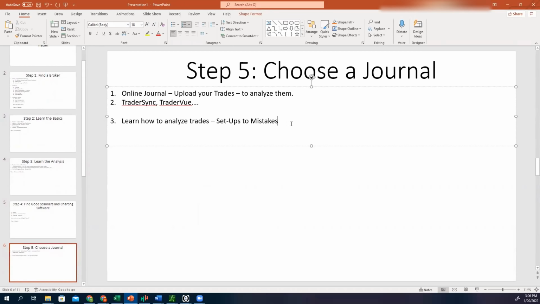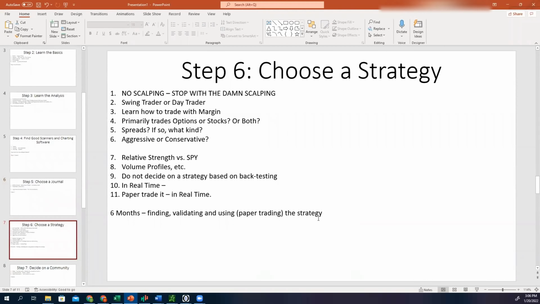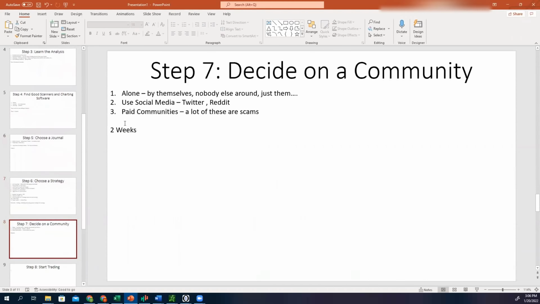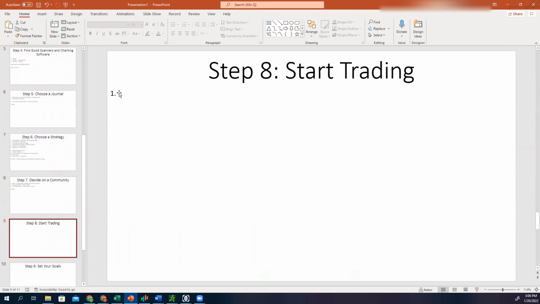Choosing a journal, sorry to put this in here, but that should be like 1 week. Shouldn't take very long. It's another 6 months. This is 2 weeks. You're at about 2 years. That's what it should take before you're really, really ready to start trading. Can you do it quicker? Sure. But if you want to do it right, that's how long it takes.